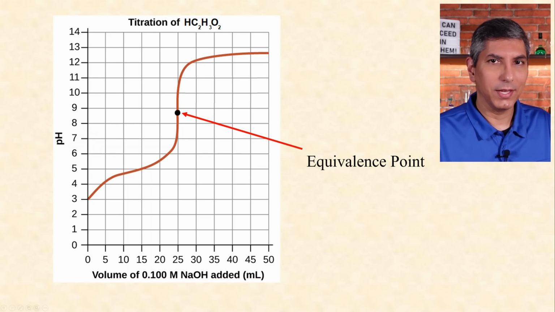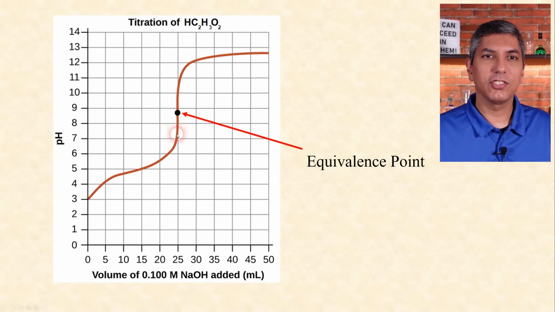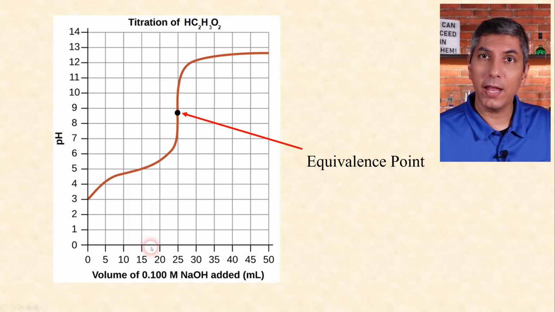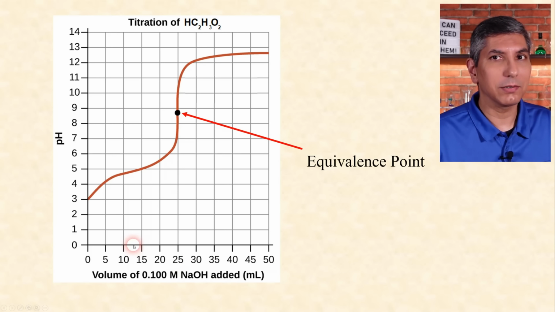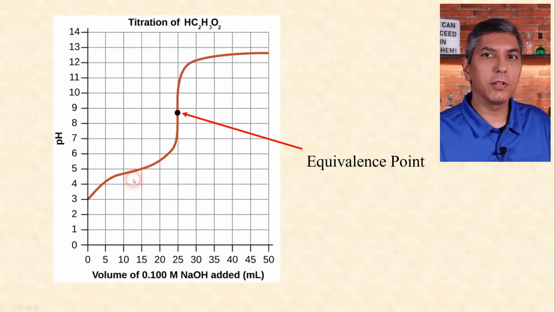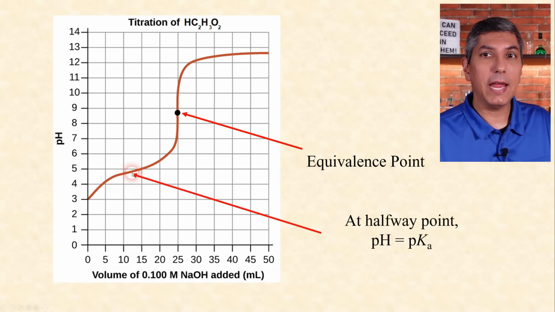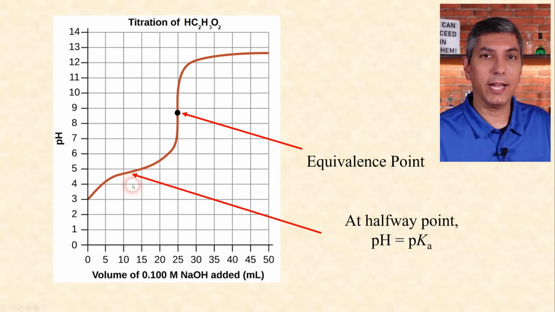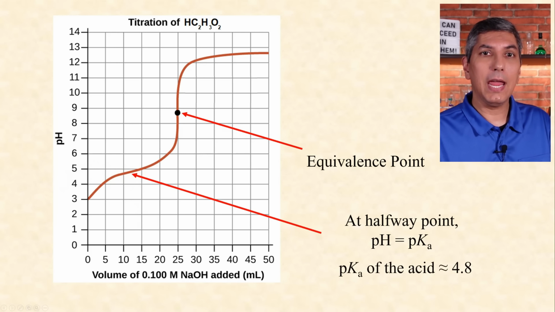An important point on a titration curve when a weak acid is involved is the half equivalence point. In this titration, it takes 25 milliliters to reach the equivalence point. So half of that would be 12.5 milliliters. At the half equivalence point of a titration, the pH is equal to the pKa of the acid used in the titration. So in this curve, that seems to be right around 4.8. So the pKa of the acid is 4.8.